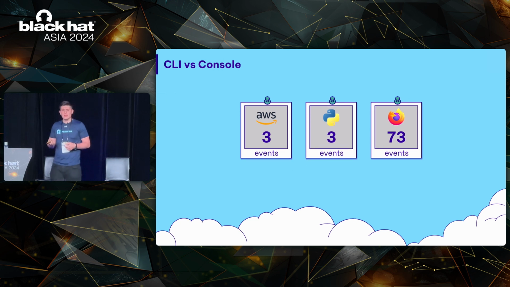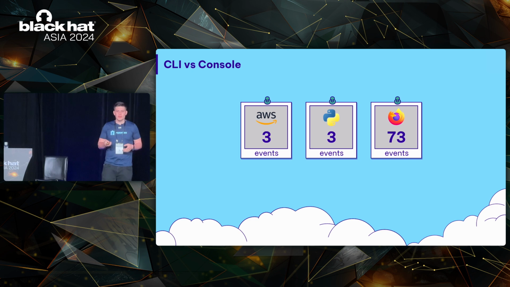For comparison, 3 input events and 3 output events for both AWS CLI and Boto3, so very clean, very simple, and 73 events generated by those 9 clicks that we did in the console.